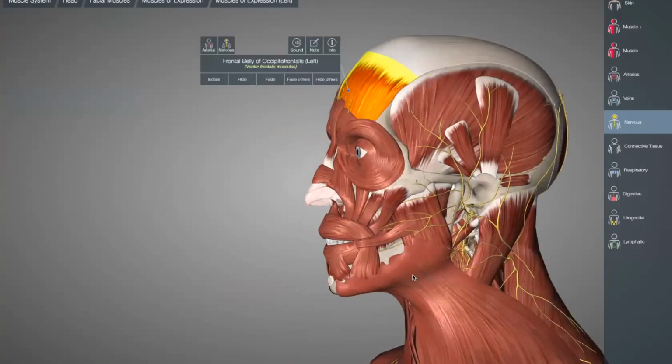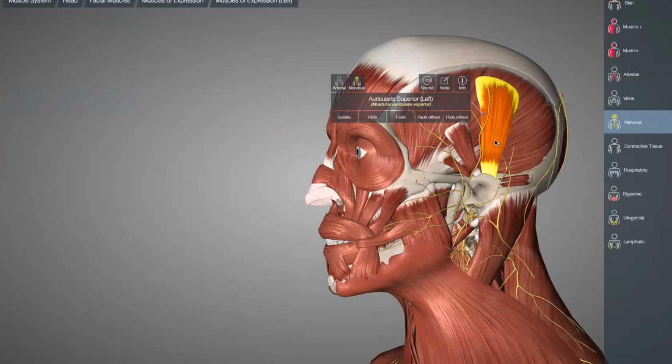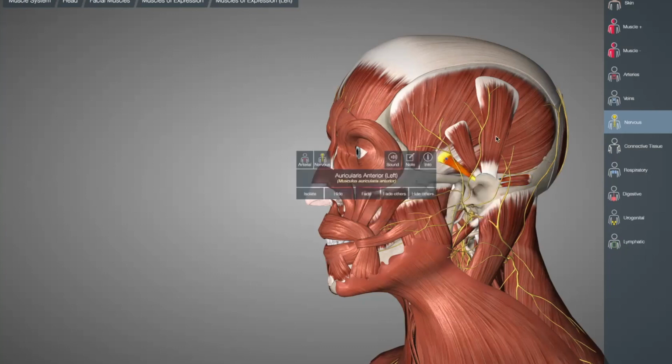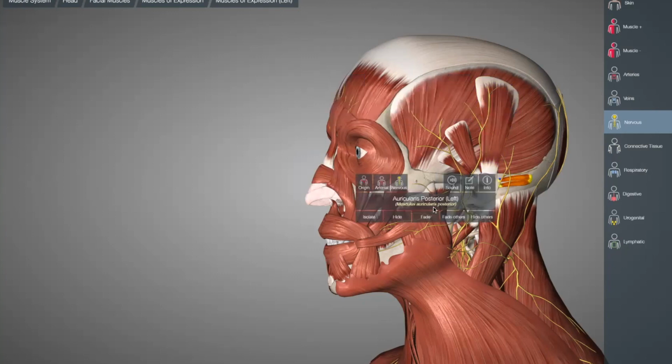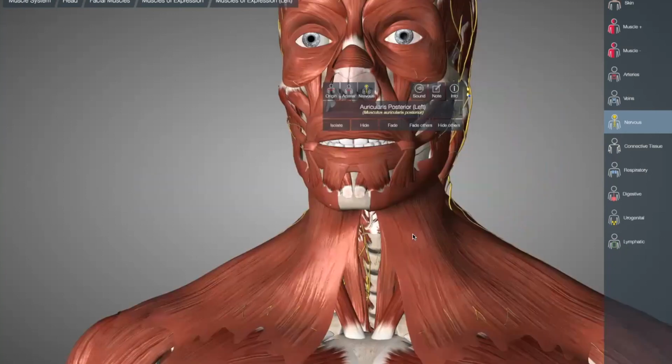We have two more groups and we're done. The next group is the auricularis group, near the ears: anterior auricularis, superior auricularis, posterior auricularis. And finally, the platysma.